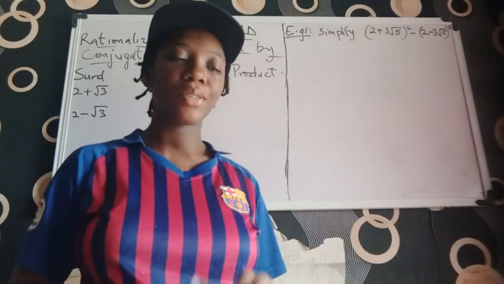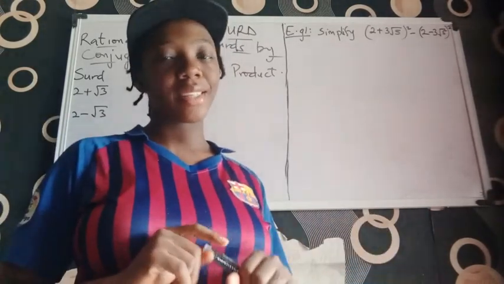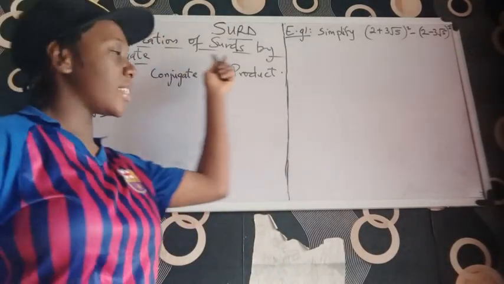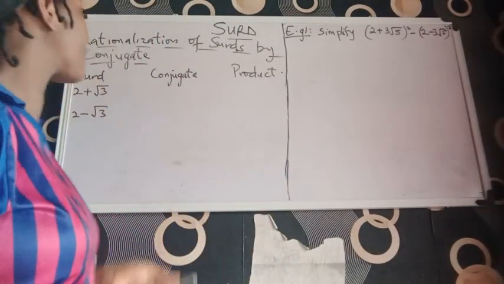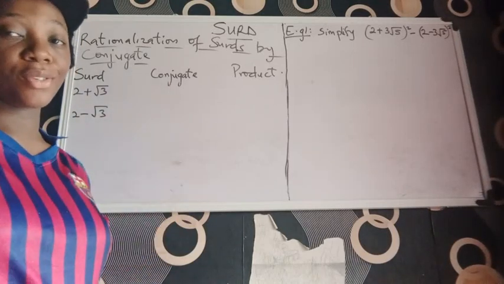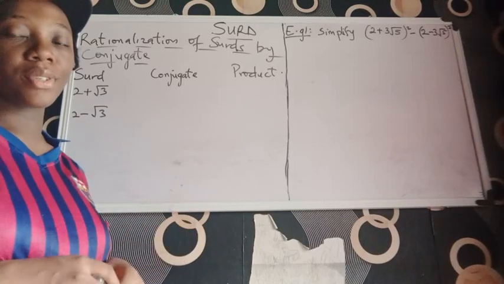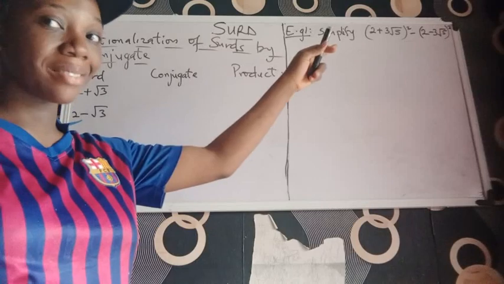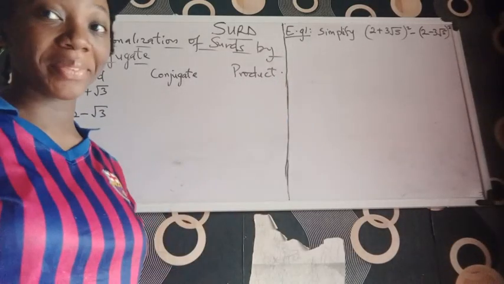In this channel, we'll talk about all things mathematics, and today we'll be looking at rationalization of surds by conjugates. Rationalization of surds by what? Conjugates. So we'll be looking at just one mighty example.